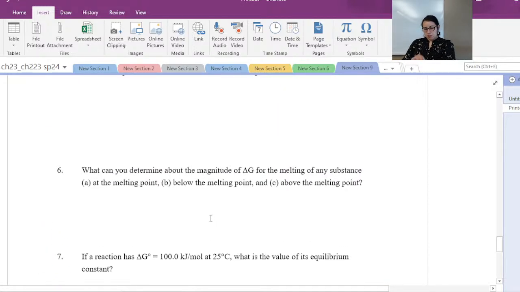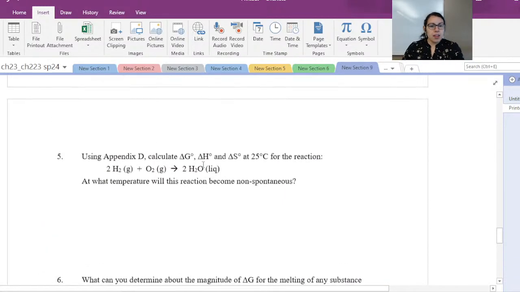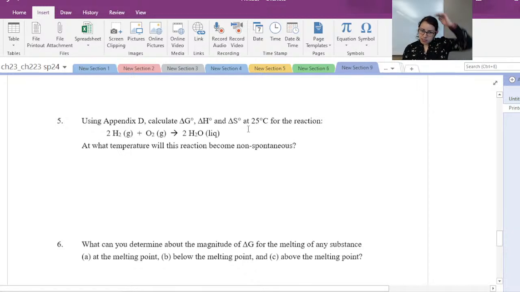Let's try one more. So let's look at number 5, just because this is one of those ones that I call a little tedious. We have to look up basically our H values from our table, our entropy values, and I would use those to calculate your delta G values. So I'll let you look at that, and then we can talk through how that process works.